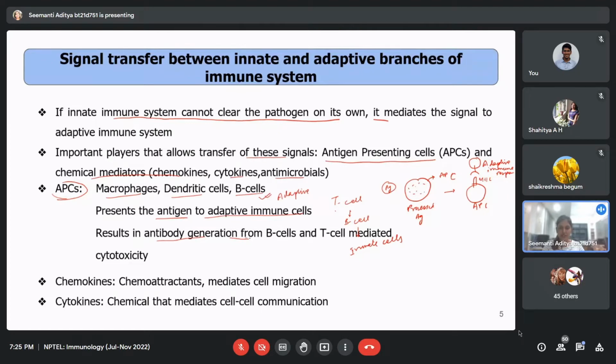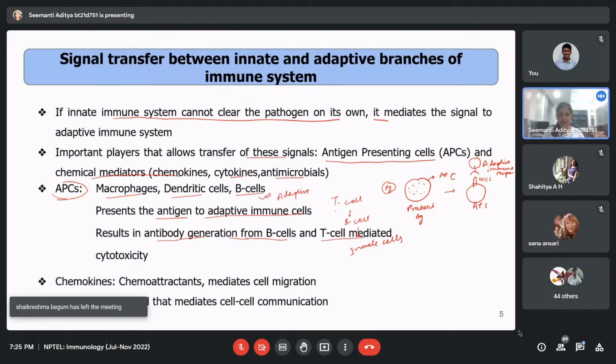It will result in antibody generation from B cells and T cell mediated cytotoxicity. So the T cell can directly interact with the antigen and kill the cells. B cells, on the other hand, will not be able to kill the cells, but they will release antibodies. These antibodies will go and neutralize the antigens. Apart from that, we have chemokines and cytokines. Both of them are chemical mediators.